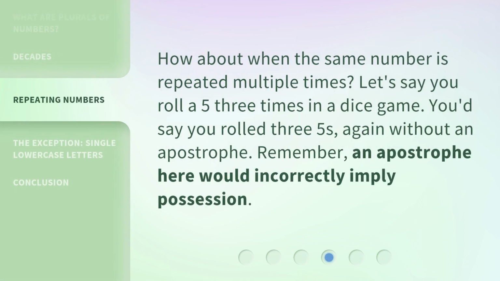How about when the same number is repeated multiple times? Let's say you roll a 5 3 times in a dice game. You'd say you rolled 3 5s, again without an apostrophe. Remember, an apostrophe here would incorrectly imply possession.